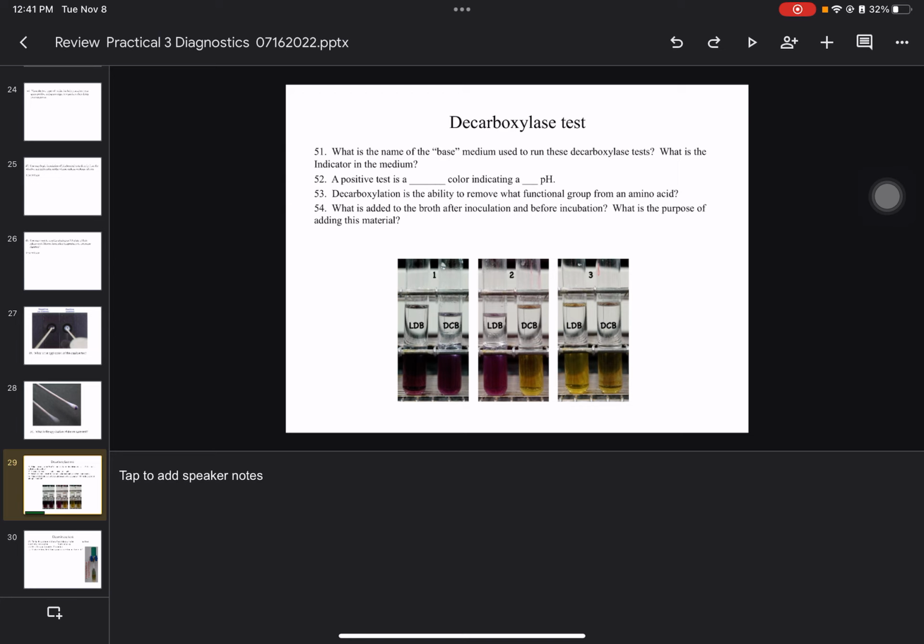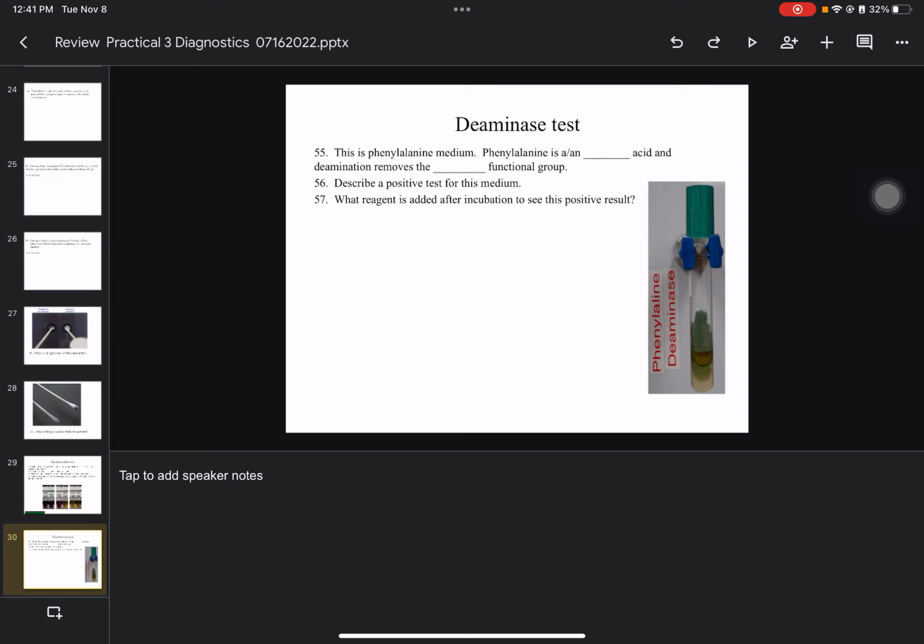Okay. Then you have phenylalanine deaminase. What is the substrate in the phenylalanine deaminase test? Phenylalanine. It goes back to that rule: if you know the name of the test, a lot of times you know the substrate. What's the reagent in the phenylalanine deaminase test? Ferric chloride. How do you inoculate SSB? And what does the positive test look like? Green.